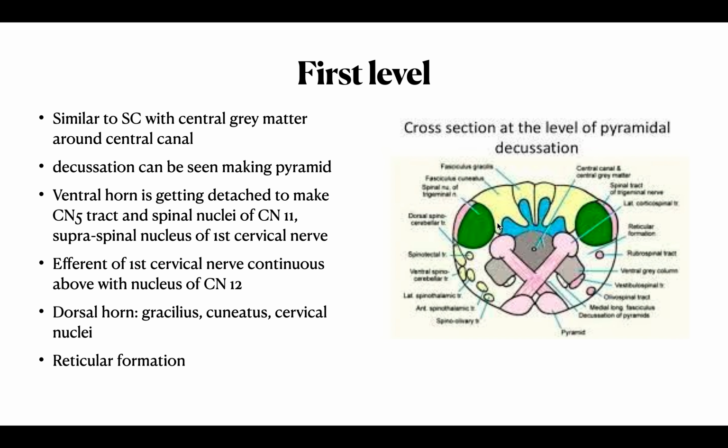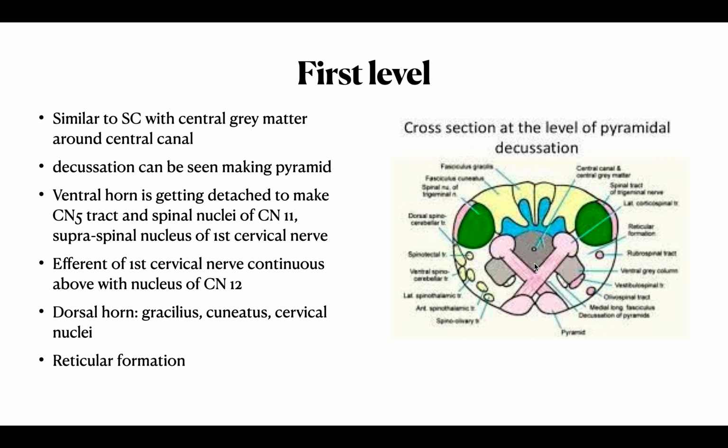And here's the spinal nuclei of the trigeminal nerve. So the tract is more lateral, and the nuclei are more medial. And then there is going to be the spinal nuclei of cranial nerve number 11, along with the supraspinal nuclei of the first cervical nerve. Those are a little bit harder to find, but they are more central to the central canal.